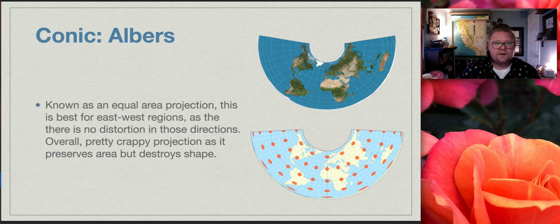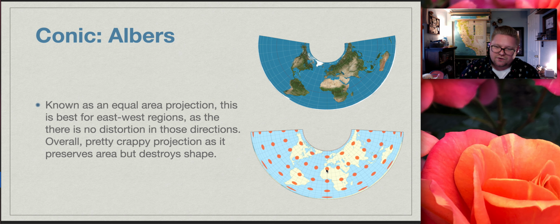Moving forward, we can look at a conic projection, which is great along a small circle. So maybe this is that small circle, which happens to be a line of latitude we're making a map on, known as the equal area projection. This is best for looking at maps going east or west because there's no distortion going that way. But overall, it's a pretty poor projection because look at everything else.